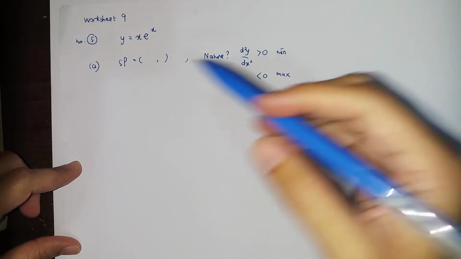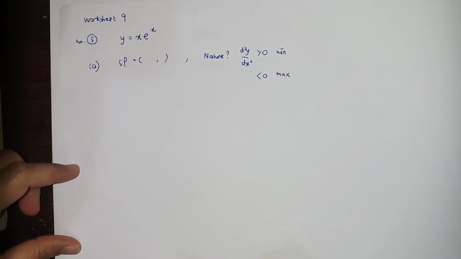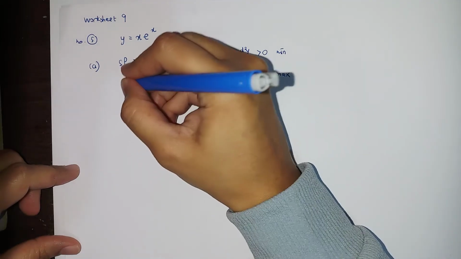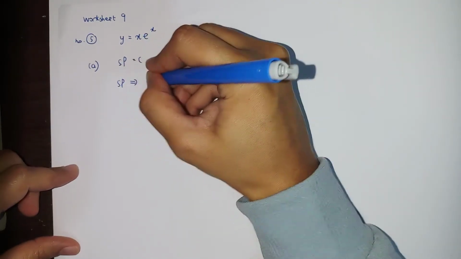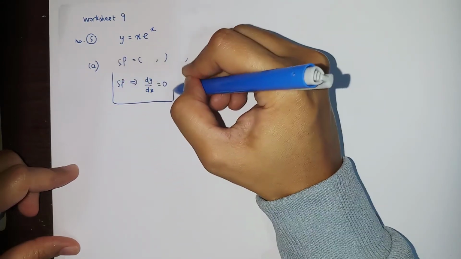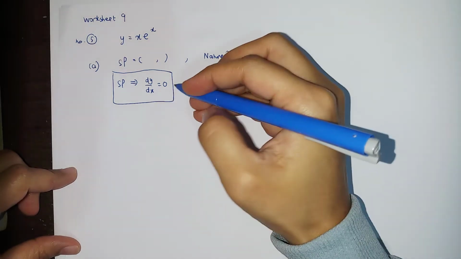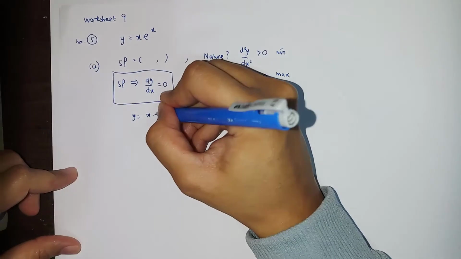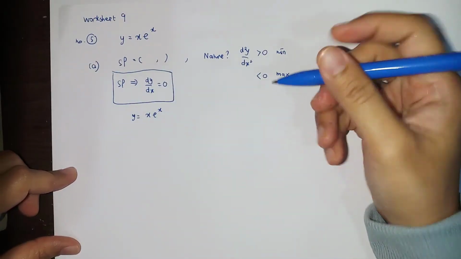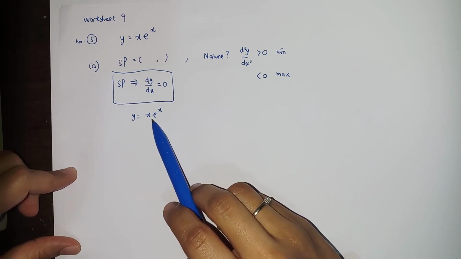So let's start. When the question mentions stationary point, you need to relate that dy/dx must be equal to 0. Whenever you see stationary point or turning point, dy/dx must be equal to 0. Now we have y equals x e to the power of x and we want to calculate dy/dx. I have x and e to the power of x. What is the relation between these two? It's a product, so we need to use the product rule.